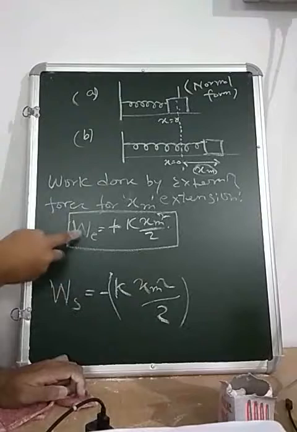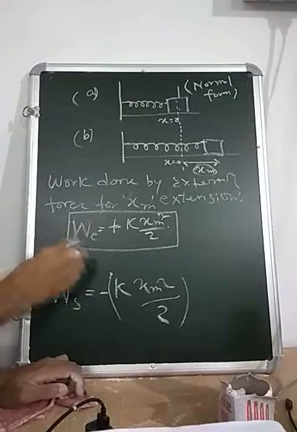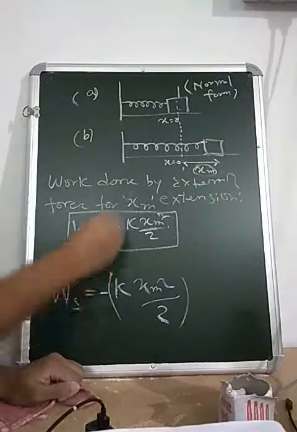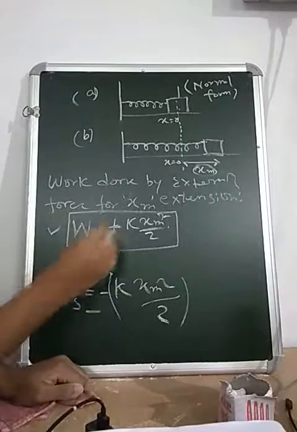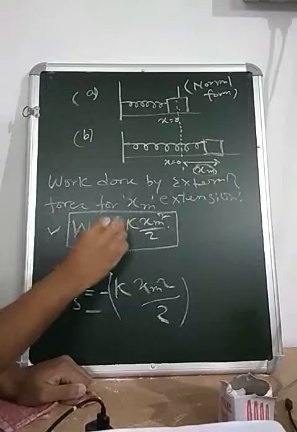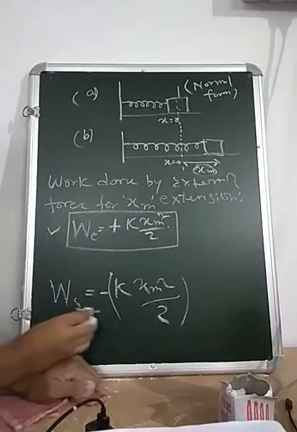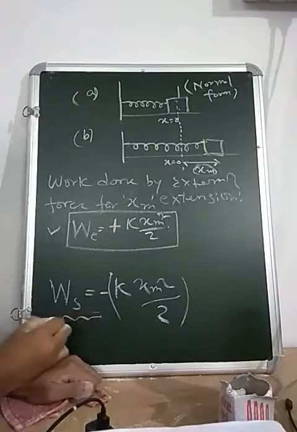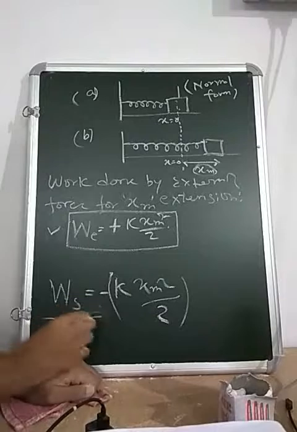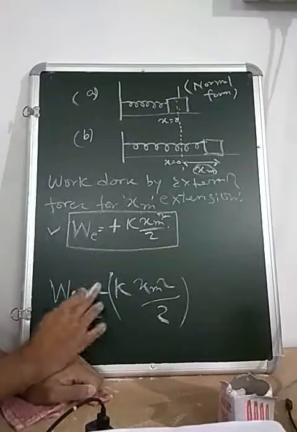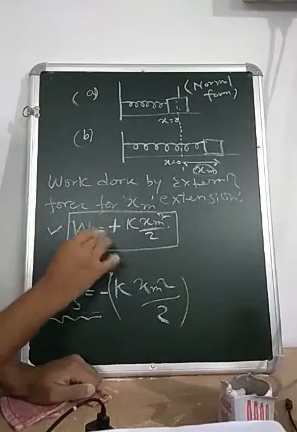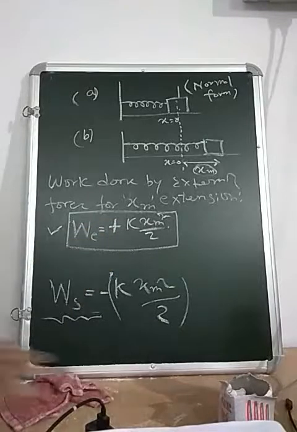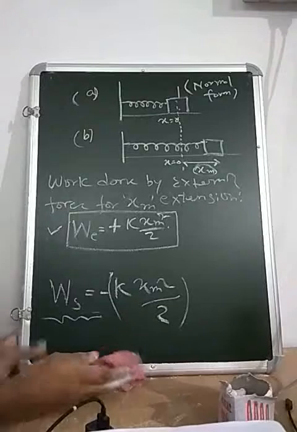So the magnitude of these two work done are equal, but the directions are opposite. That's why work done by the spring is negative and work done on the spring is positive. You have to always remember that work done by the spring is always negative, and work done on the spring is positive. So these are the things we have to remember.